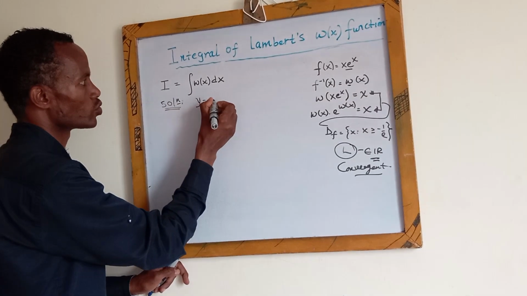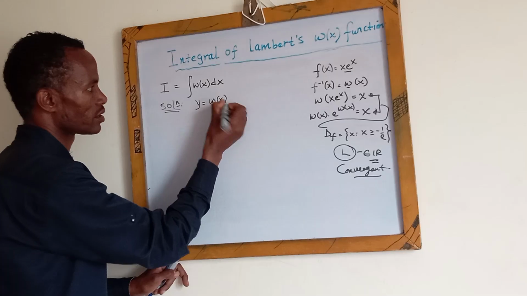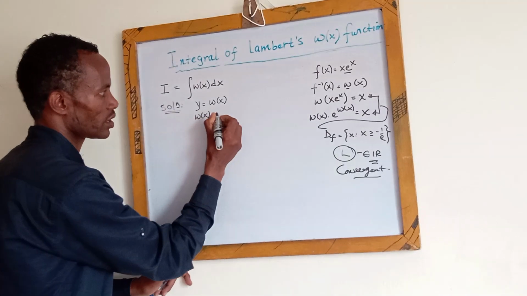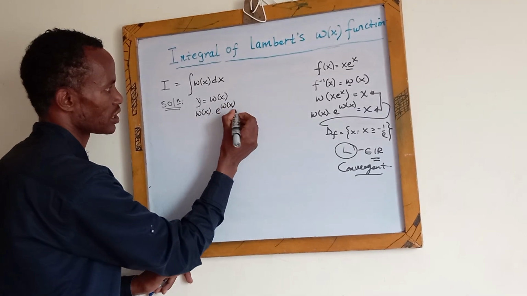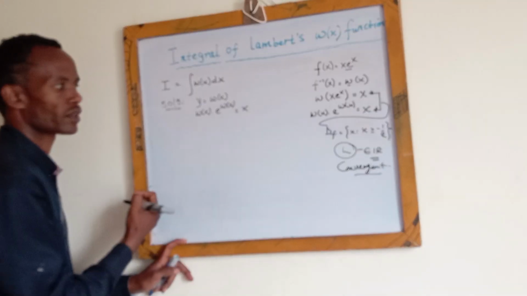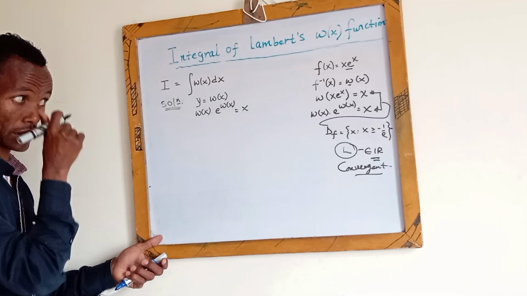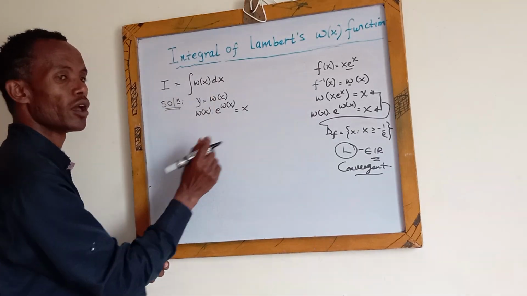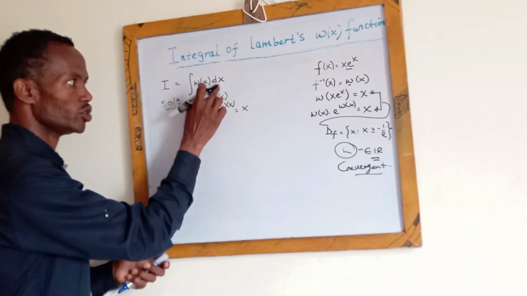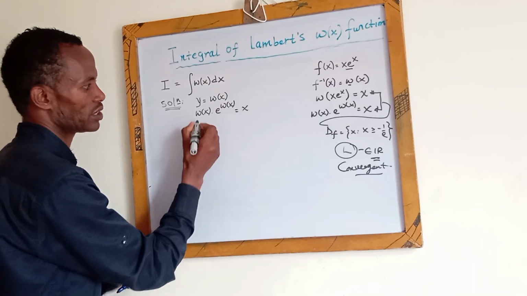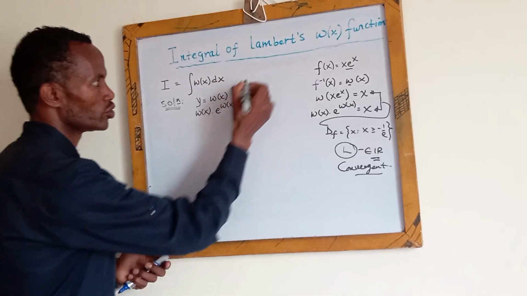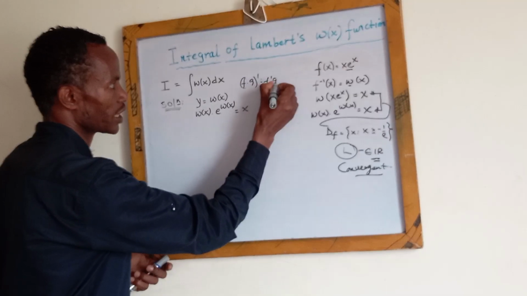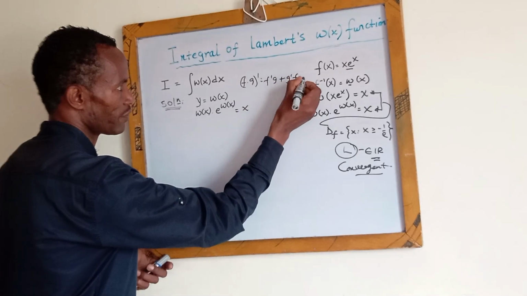Let y equal W(x). W(x) times e to the power of W(x) is x. So assume that W(x) is y. When you differentiate this, you substitute. The derivative of this is a product. You know that for f times g, the derivative is f' times g plus g' times f.